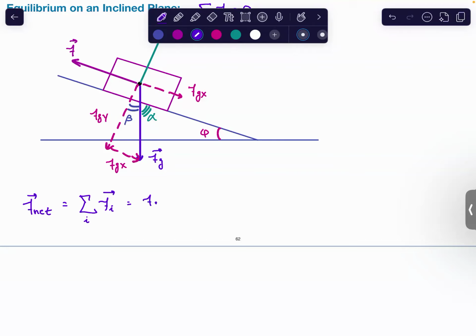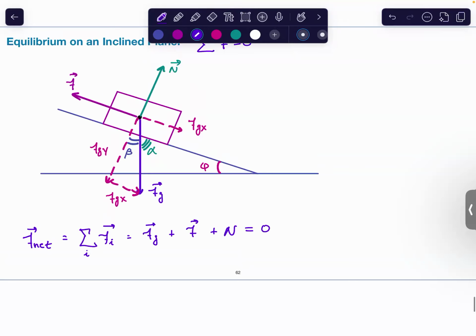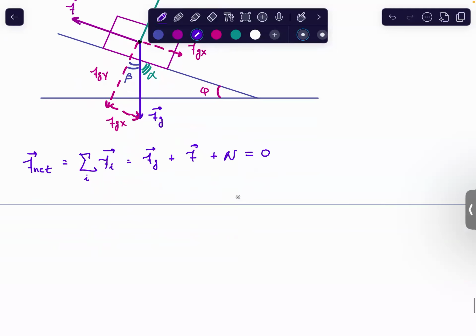we're going to get our force of gravity plus the applied force plus our normal force equals 0 because it's in equilibrium. And if you look carefully, we're not taking into account components yet. So those are the only three forces applied to this mass. Okay, so let's start looking at our components.